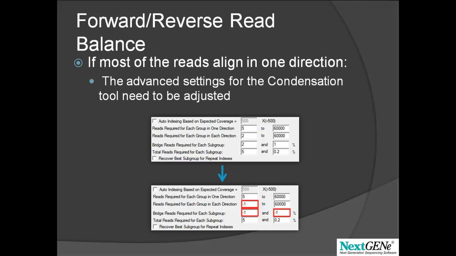Something else to consider is that some default settings in the condensation tool assume that the data will be mostly directionally balanced. The 3 changes seen here should be made in the advanced settings if the data is one directional. A separate setting requiring some forward and reverse read balance is off by default and should remain disabled for unbalanced data.